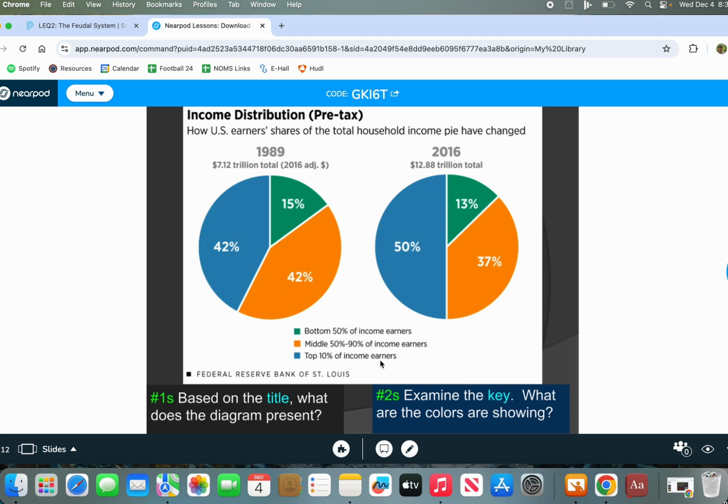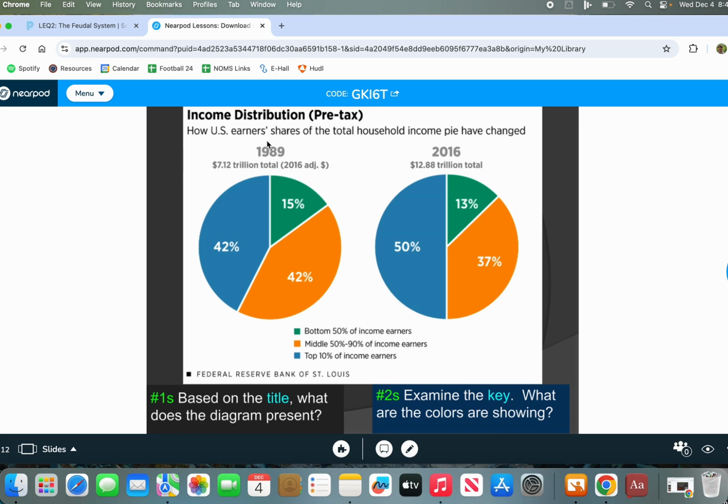So the top 10% of income earners, so that's people making a lot of money, okay? That's 42%. They are making 42% of that $7.12 trillion. So what you can first tell from this is that the middle earners are making roughly a good amount of money, and the high earners are making the same amount of money. They're splitting almost 50-50 of the $7.12 trillion that is brought in America.